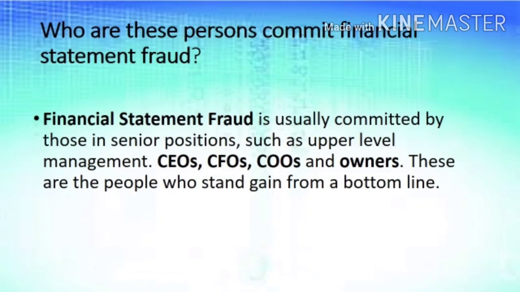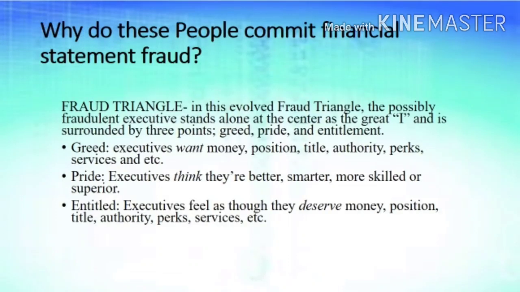In this evolved fraud triangle, the possible fraudulent executive stands alone at the center as the great I and is surrounded by three points: greed, pride, and entitlement. Greed: executives want money, possessions, title, authority, perks, and etc. Pride: executives think that they are better, smarter, more skilled, or superior. Entitlement: executives feel as though they deserve money, position, title, authority, perks, services, and etc.